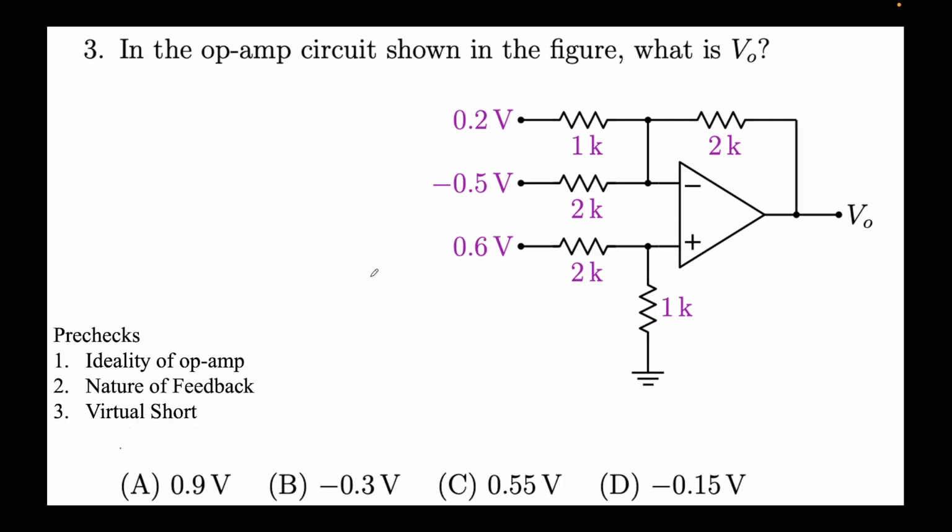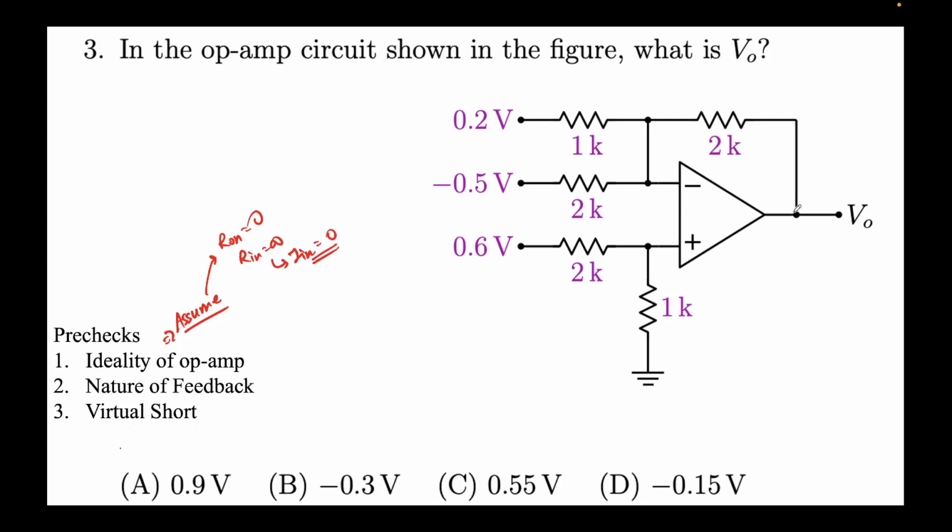Okay, as always, we'll do some pre-checks. What is the ideality of the op-amp circuit? If the question says nothing, assume ideal. I again reiterate why we are assuming ideal. This means R out is 0, R in is infinity, and this effectively means that I in is 0. There's no current flowing into the op-amp.